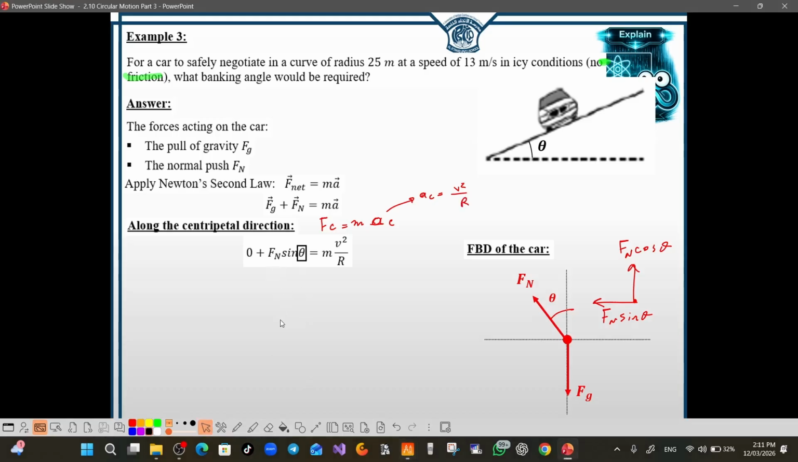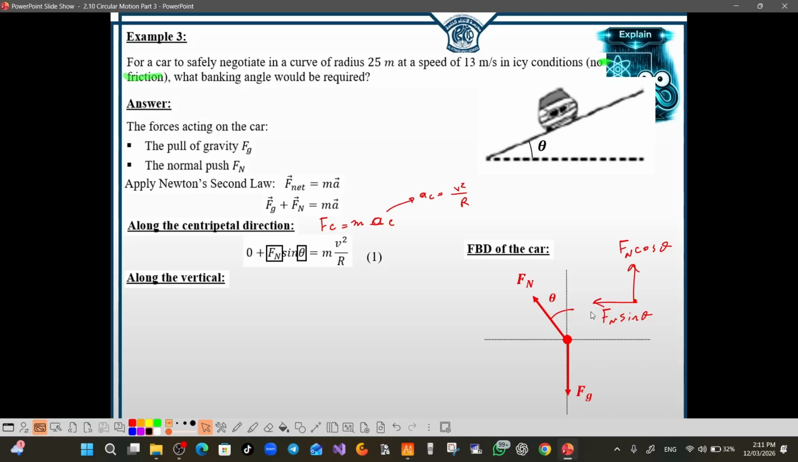Now, this is the first equation. We need to find theta. However, we don't know what Fn is, which means we will need another equation because we now have two unknowns. We need a second equation in order to solve for theta. Now, the second equation will be derived from the vertical.